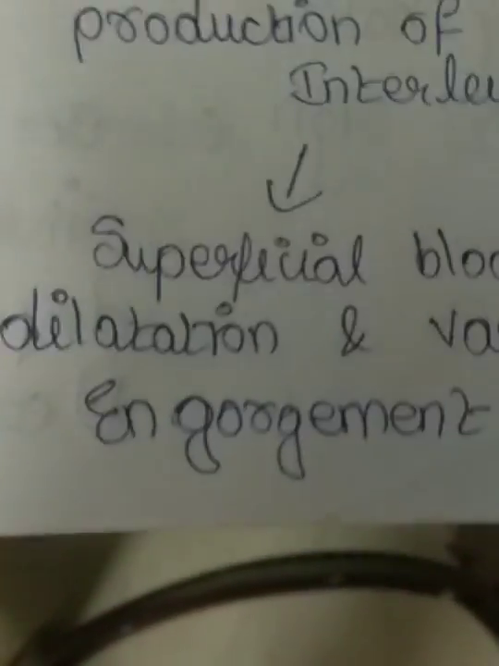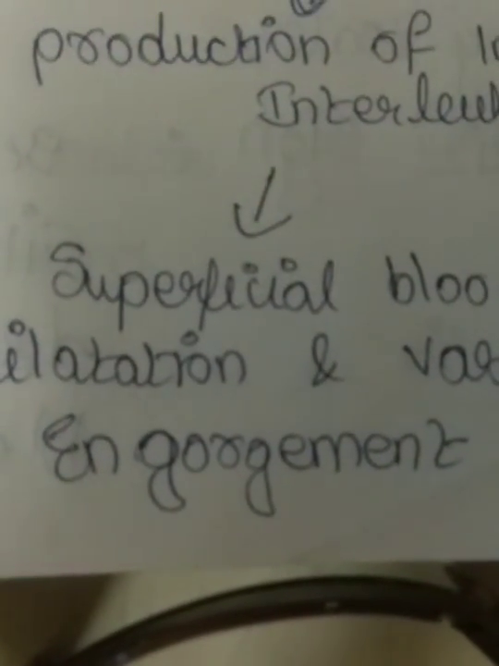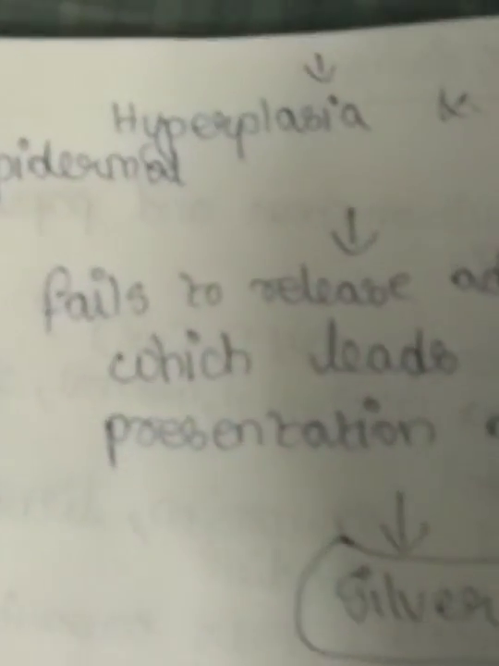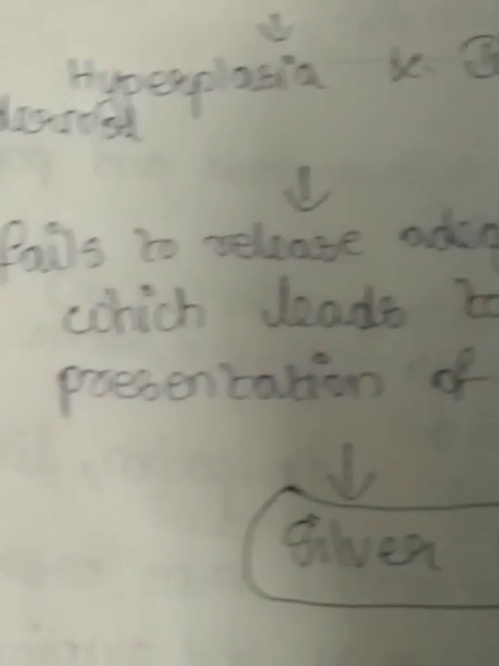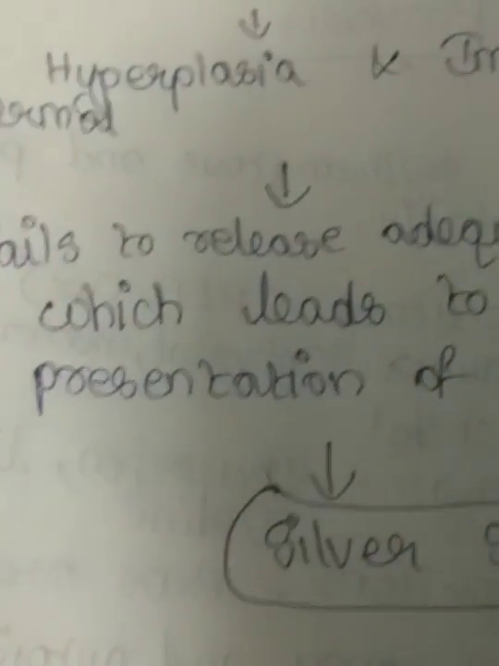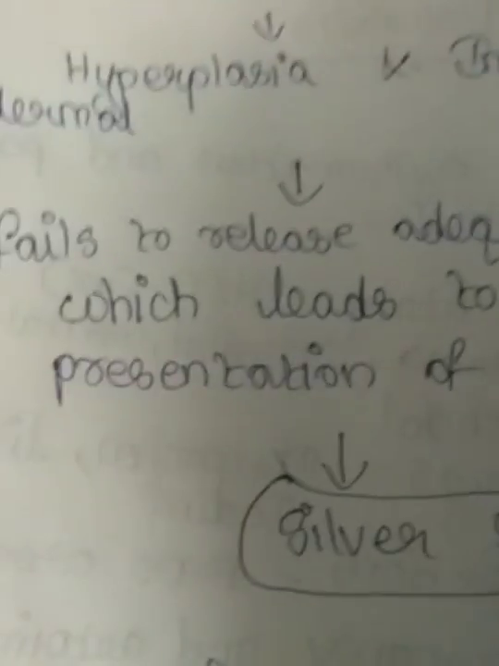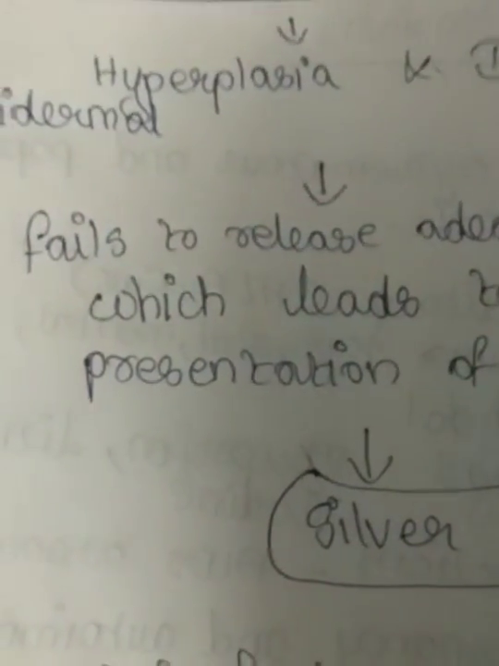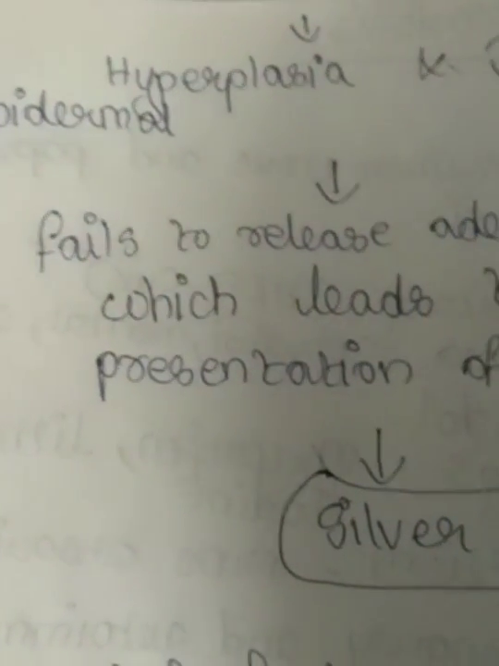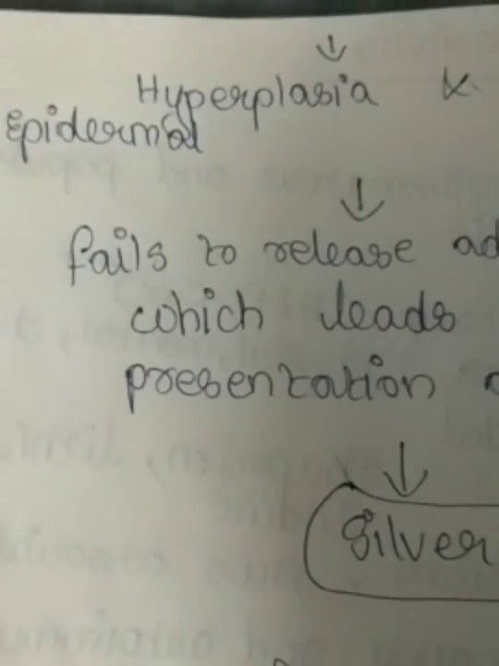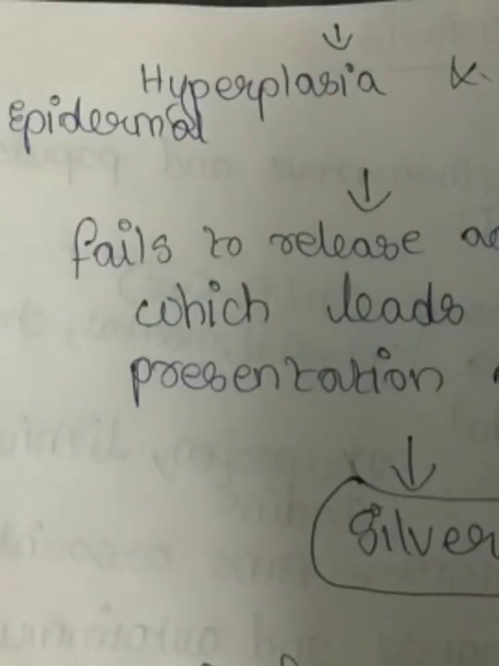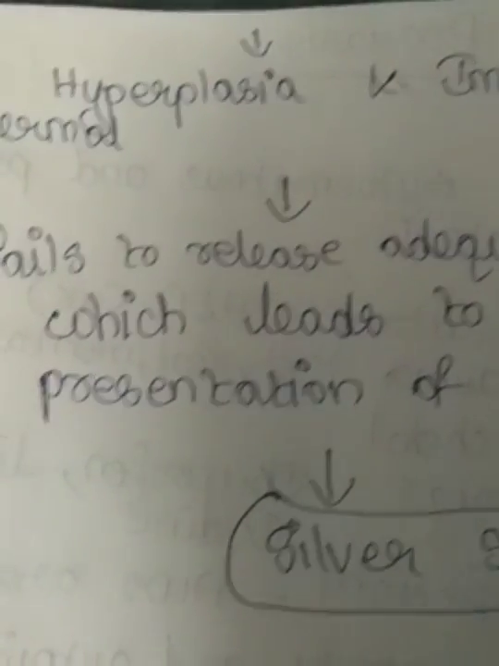Next, superficial blood vessels are dilated and vascular engorgement is seen. Followed by that is hyperplasia. There is epidermal cell enlargement, followed by improper cell maturation, due to which the lipid droplets fail to be released properly. So there will be flaking and scaling. That's the main reason for the scaling of the skin.